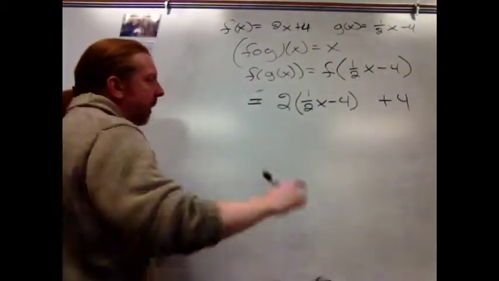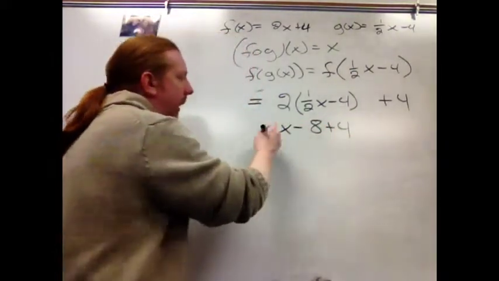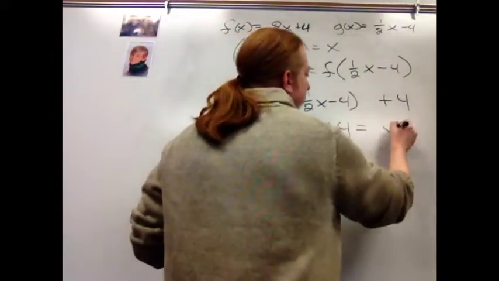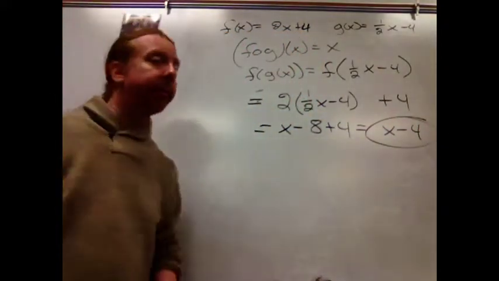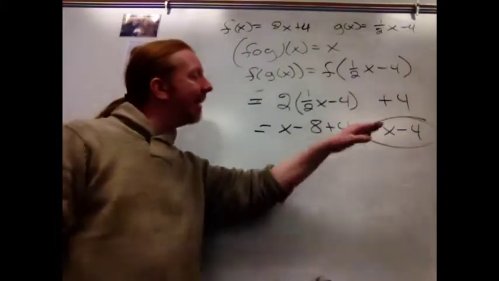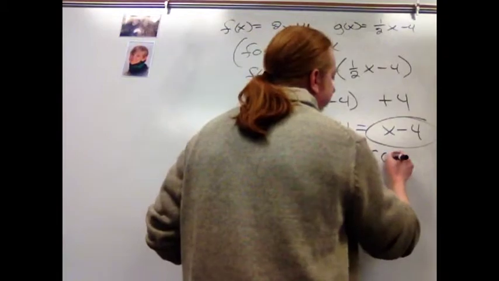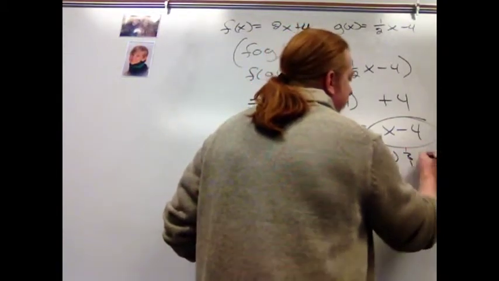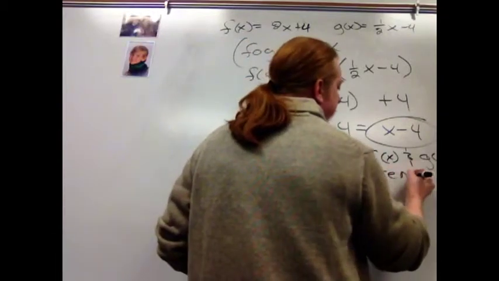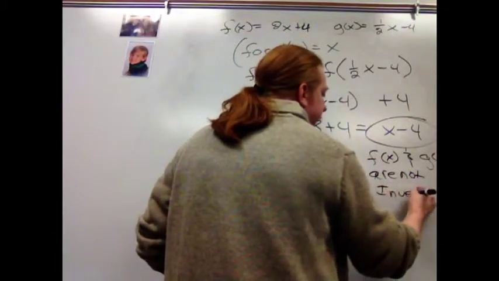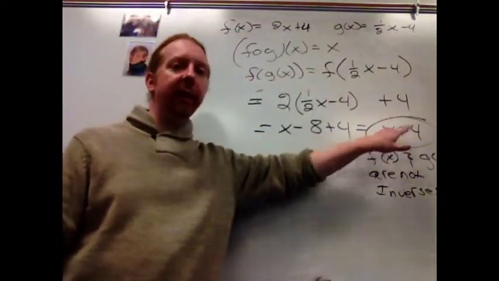Now let's simplify my expression. I distribute, combine like terms, and I'm done. Cannot go any further with that. And unfortunately, I did not get x. My conclusion then is that f of x and g of x are not inverses. If they had been, I would have gotten x as an answer.